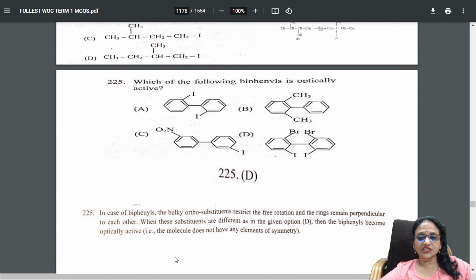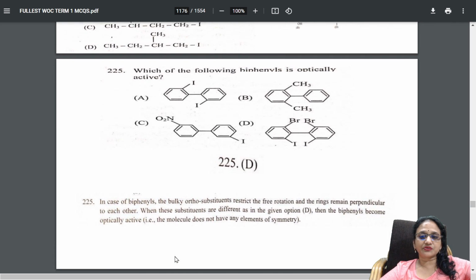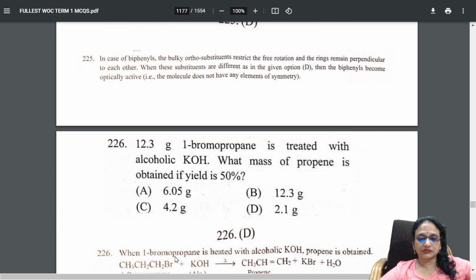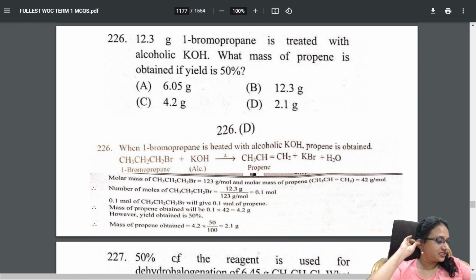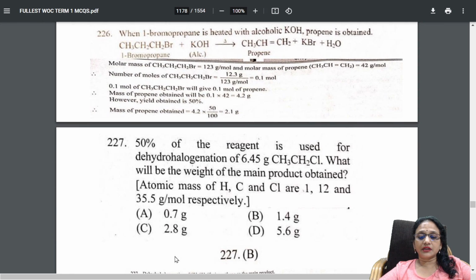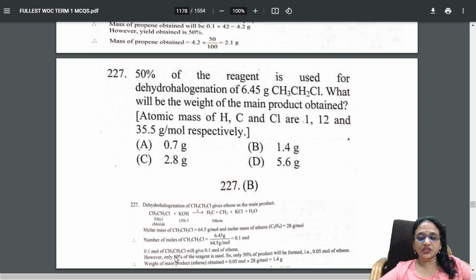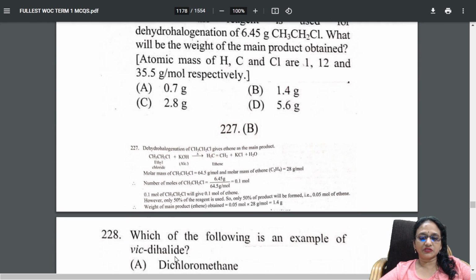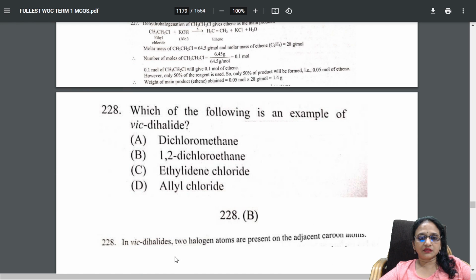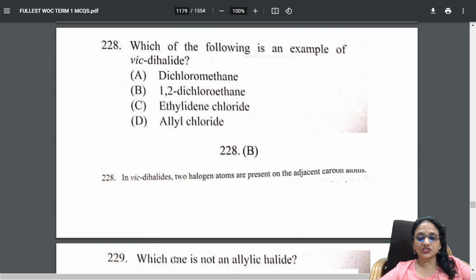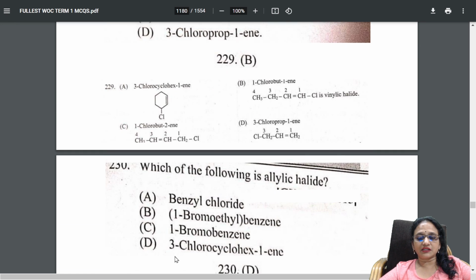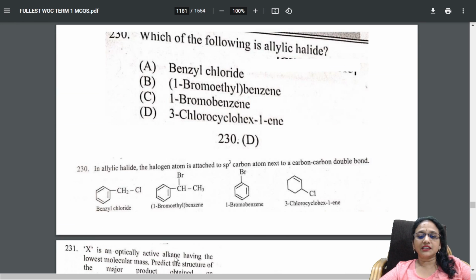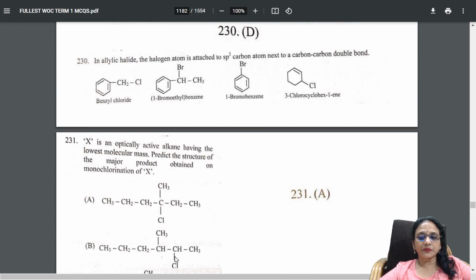For the optical activity, yes, for the ICSE students. This is also for the ICSE students further. For state CBSE, it is not there. And further questions also there. Certain numericals are there for the students. And a little bit of your nomenclature again is back. Based on allylic, based on benzylic, following what is allylic, like that. Further questions are given.